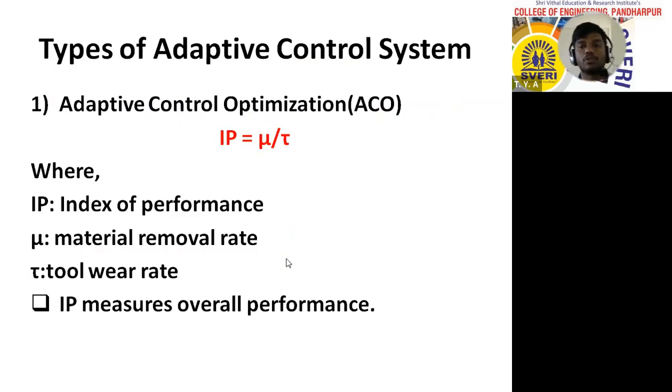Then again, types of the adaptive control system. There are two types. First is adaptive control optimization. By using this adaptive control optimization you can optimize the various factors through this formula: IP, the index of performance, is equal to mu by tau. Mu is the material removal rate. What is the removal rate for your process? That rate you have to put here, divided by tool wear rate, and according to that you will get some index of the performance, and from that you can measure the overall performance of the system. Okay, and you can adjust your system also, optimize.